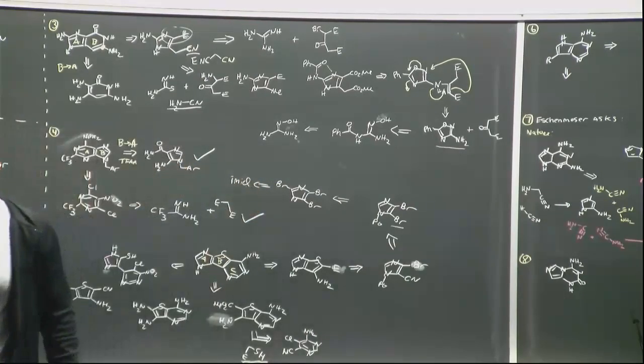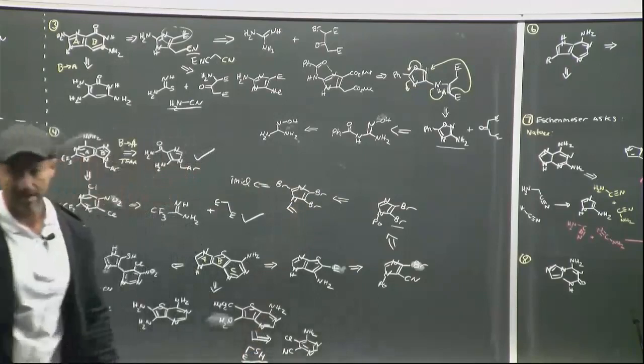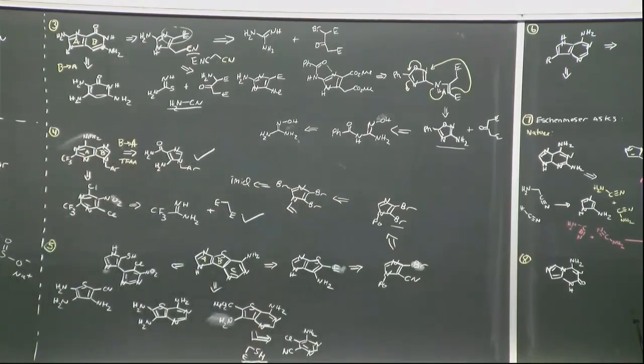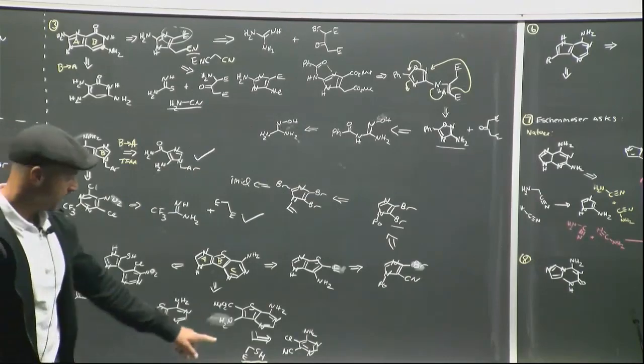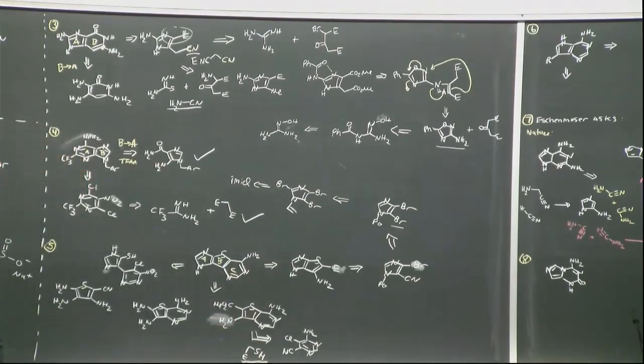Start with imidazole, tribromination, protection as the N-vinyl, halogen metal exchange with Grignard, quench with water. It only goes at C2. That gives you the dibromo. But which route is better? I mean, I think this one is actually a contender for being just as good.